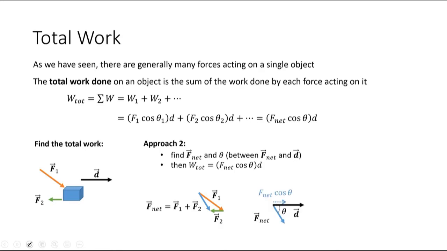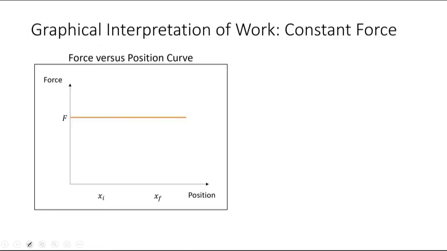Okay, and so then I would think about what is the angle between the net force and my displacement. And so here I've drawn in the angle between the net force and the displacement D, and then the component of the net force along D is just going to be F net cosine of that angle between them. Okay, and so then the total work done would just be F net cosine theta times D in this case.